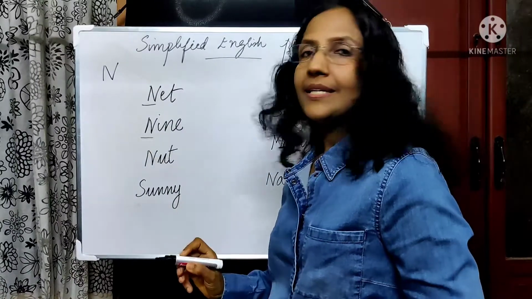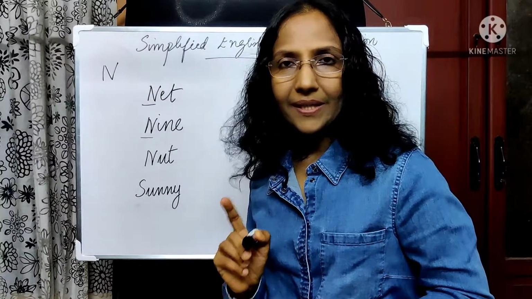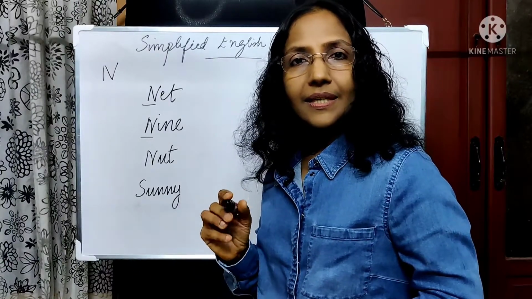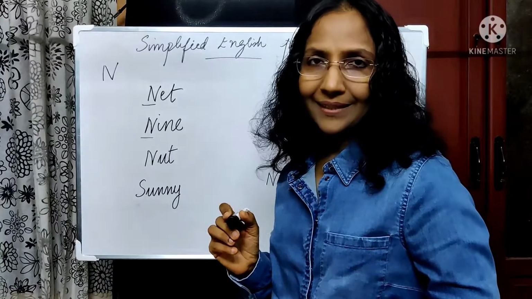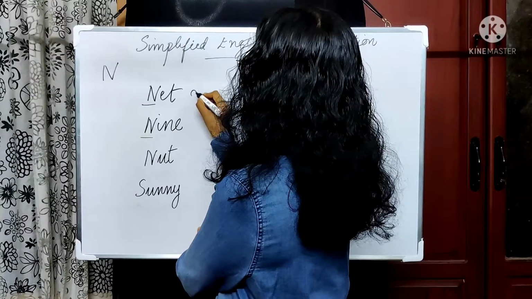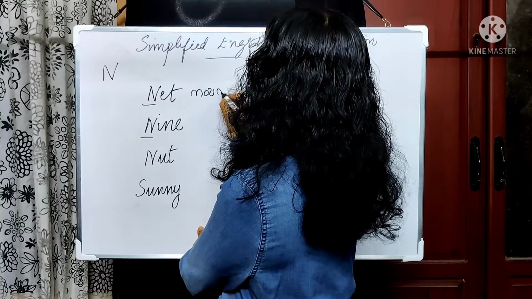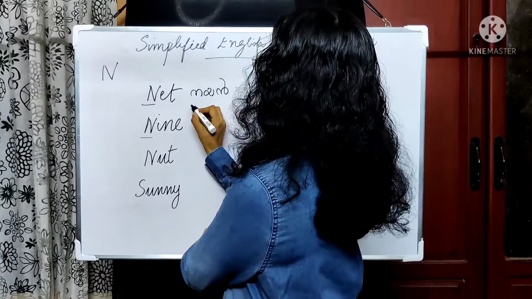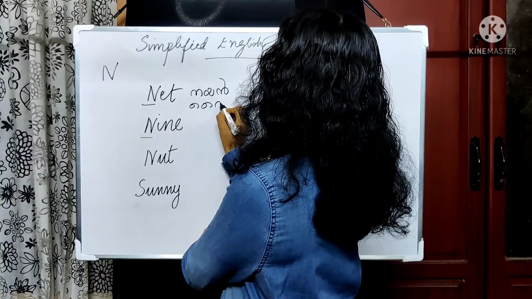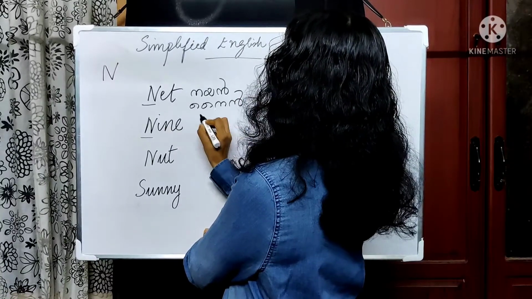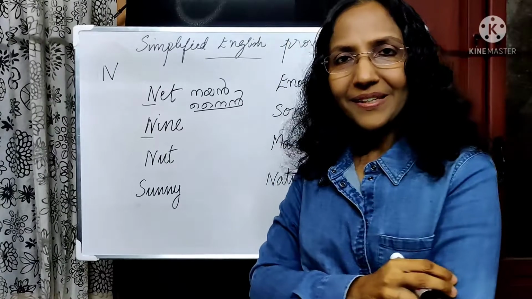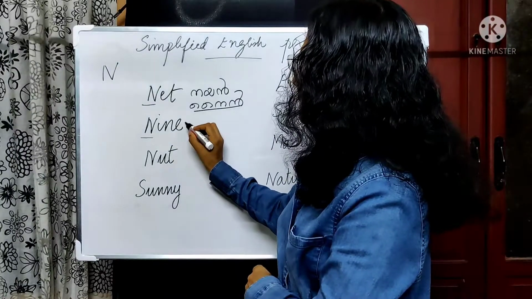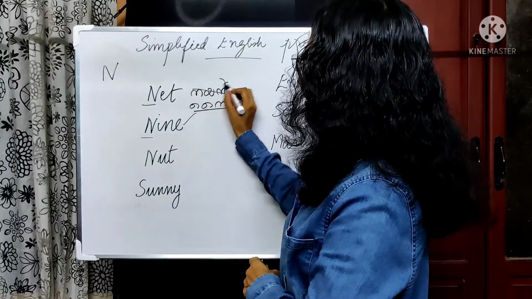Another one is nine. We have a tendency to pronounce it incorrectly, but it's nine. Okay, it is this. We generally pronounce it the other way, but it is this. I hope you might have understood. It is nine. Okay, that is the sound. So it is this and not this.